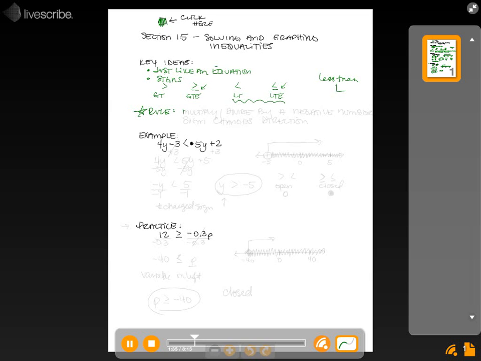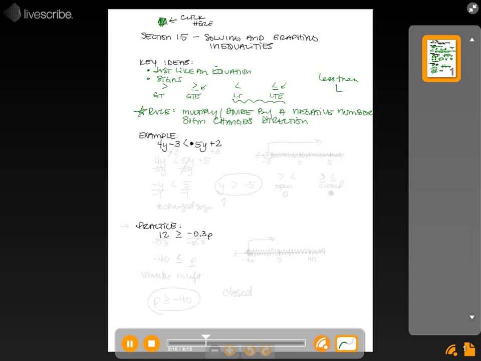And when we have inequalities, if we multiply or divide by a negative, then our sign changes direction. So if we had a greater than sign and we multiplied by a -2, then it switches to a less than sign. That's all that means. That's an important rule, though, to remember.